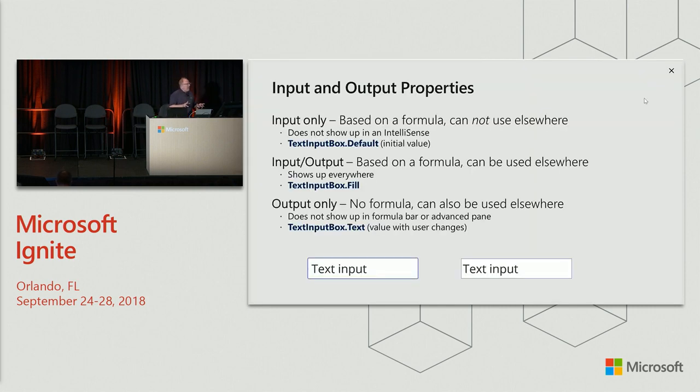I want to touch on input and output properties quickly, only because it confuses people. There are 3 kinds of properties on controls. Some of them are input only. You can't read them. They're meant as just an input to the control. Some are input and output, kind of passes through, and some are output only.